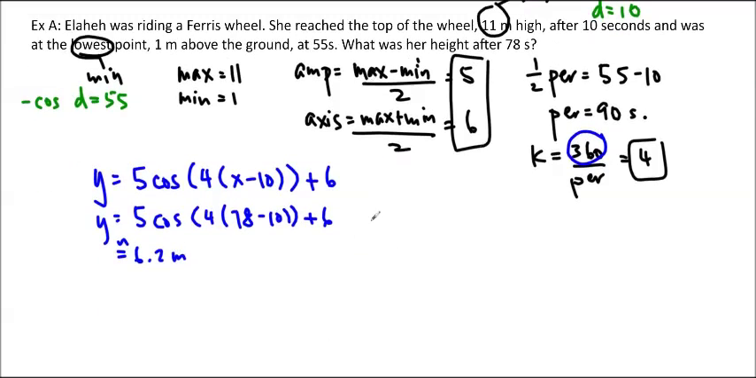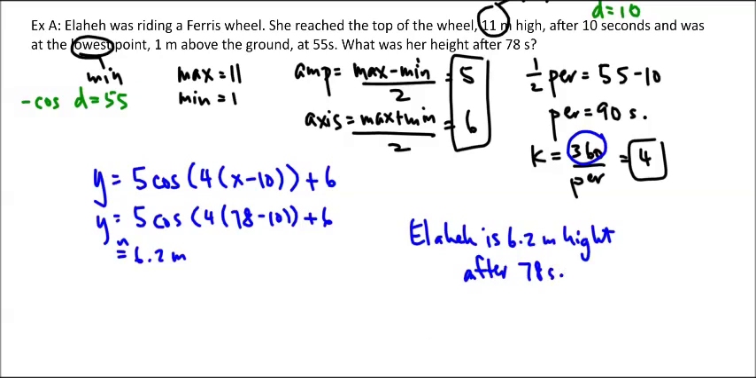So that's our answer. We have a word problem, so we'll answer it with a word solution. Alahe is 6.2 meters high after 78 seconds. Okay, let me just erase my typo mistake, and there we go.